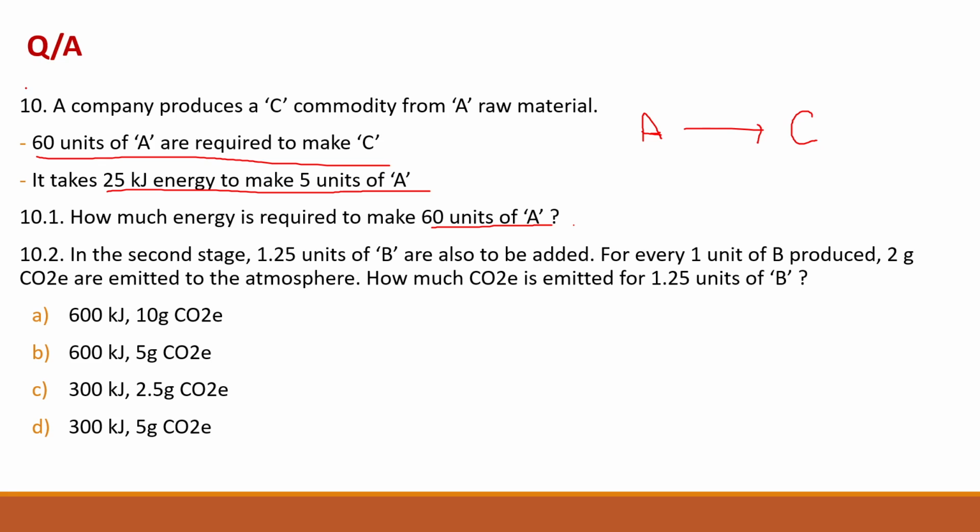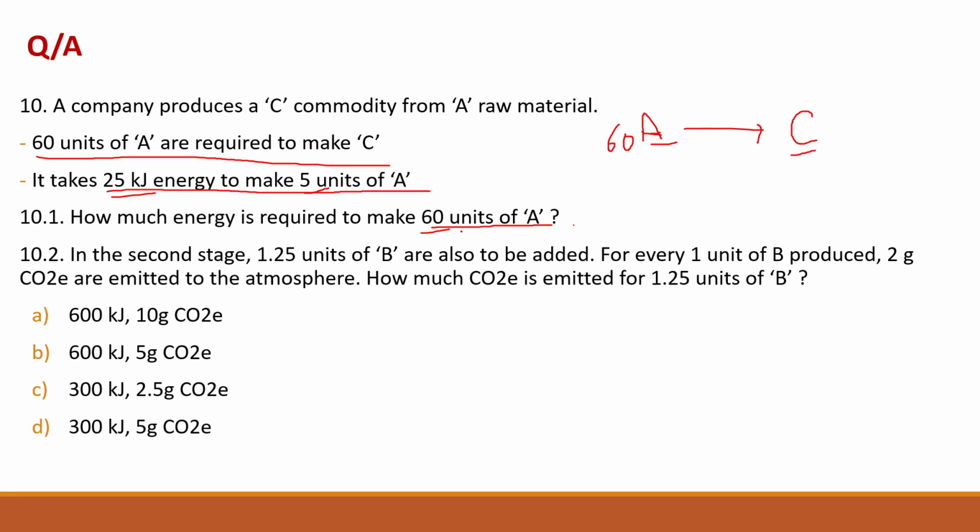So I'll just explain your question again. We are producing C commodity from A. If 60 units of A are required to make C, so we require 60 A to make C, and to make 5 units of A, 25 kilojoules energy is required. So how much energy is required to make 60 units of A?